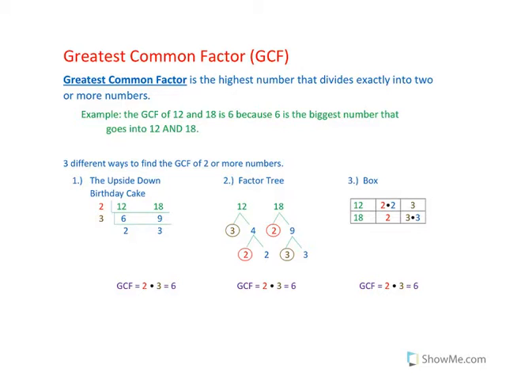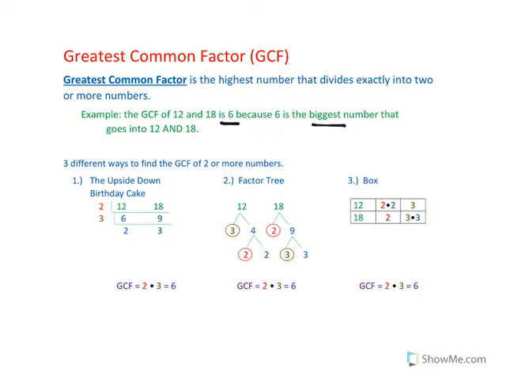The greatest common factor is the highest number that divides exactly into two or more numbers. So for example, if we have the two numbers 12 and 18, 6 is the greatest common factor because 6 is the biggest number that goes into 12 and 18. 2 goes in, 3 goes in, but 6 is the biggest number that goes into those two numbers.